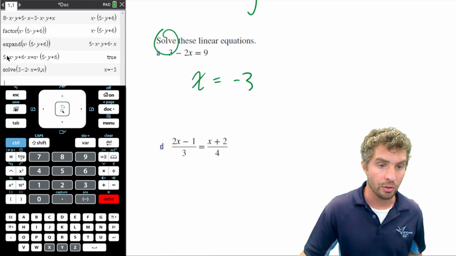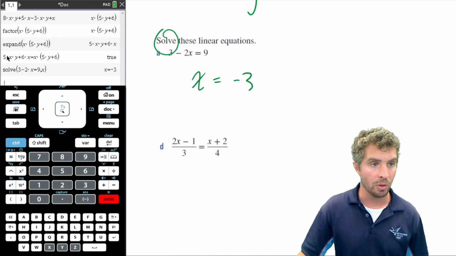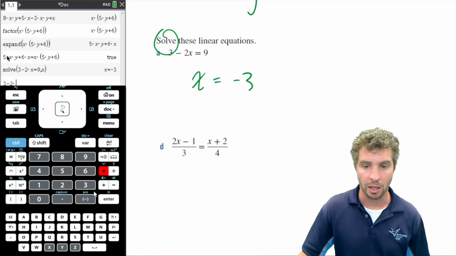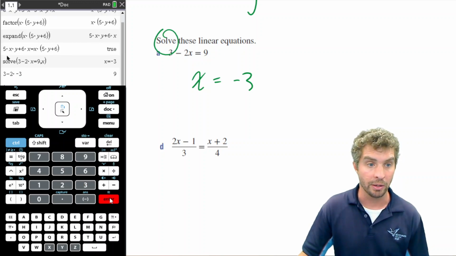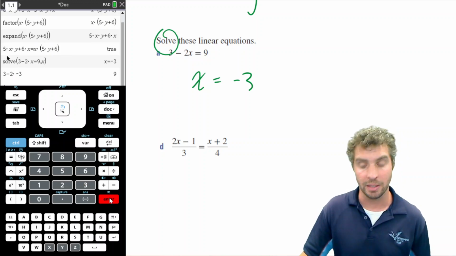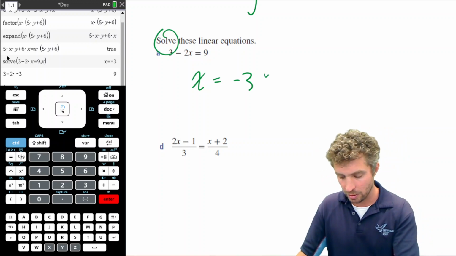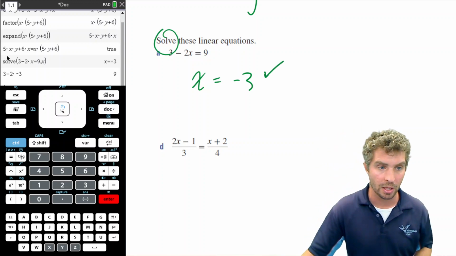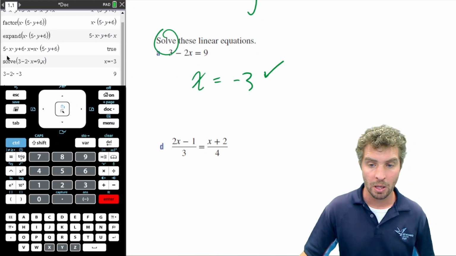Okay? Now, you can test that by saying, well, if I do 3 take away 2 times negative 3, does that equal 9? And the answer is yes, it does. That tells me that this is correct, right? Okay, let's look at a more complex one.